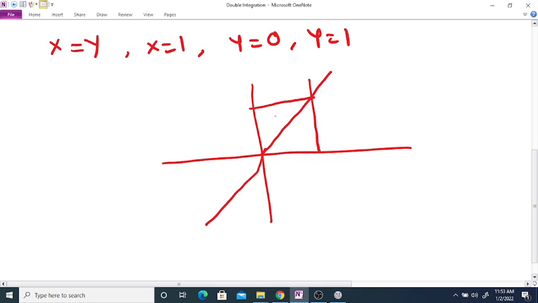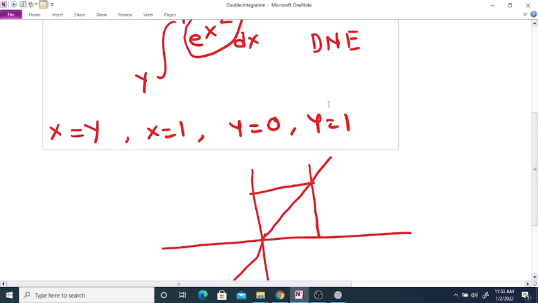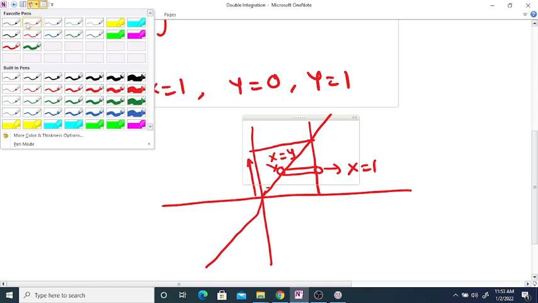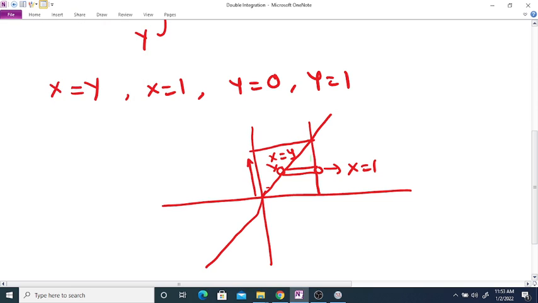Now here, since the limit of x is given in terms of y, the given strip enters at x is equal to y and leaves at x is equal to 1, and such a strip we are going to put from y equal to 0 to y equal to 1. So this is our closed region bounded by the given limits.